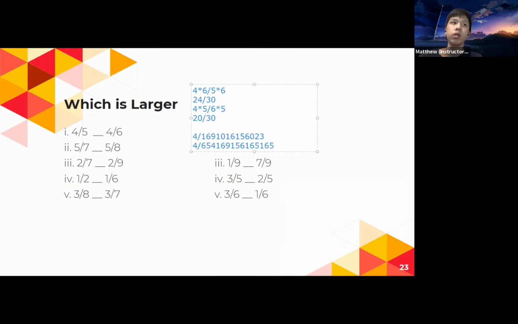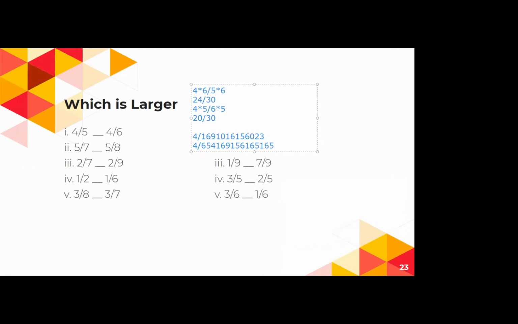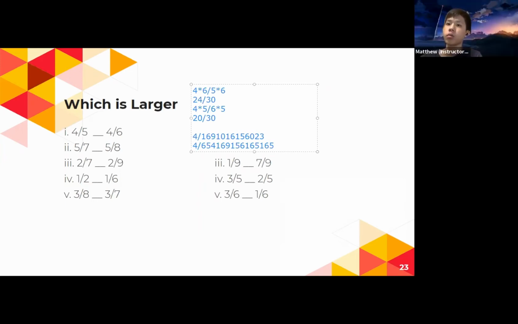Right. Correct. What about number 3? Actually, yeah. This one is number 3. 7 over 9. Correct. What about number 5?